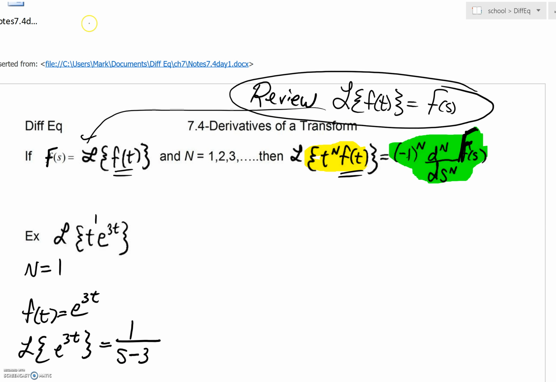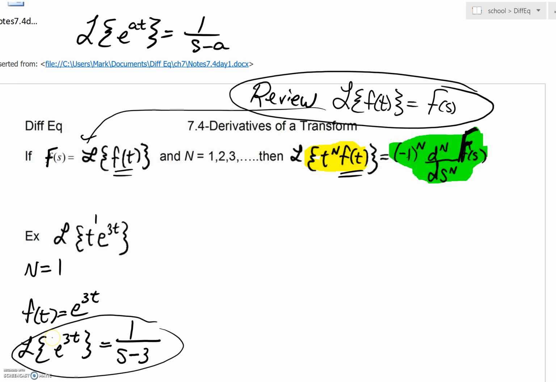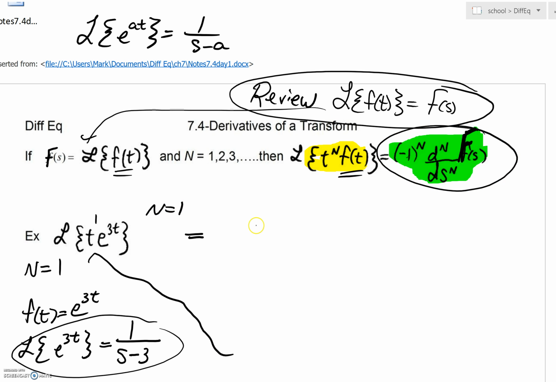And you might say, where are you getting that from? Look at the top of the screen. Remember we said, if you had e to the at, right when we were starting off, we'd always get 1 over s minus a, right? You'd say, well, that's what I've got right here. Good. But now, this was just a little bit of review. We're going to say, if n's equal to 1, look what we have in green. It's -1 to the 1, and I'm going to take my first derivative of 1 over s minus 3. I'm going to have my Laplace transform, but I'm going to have to take my first derivative of 1 over s minus 3.